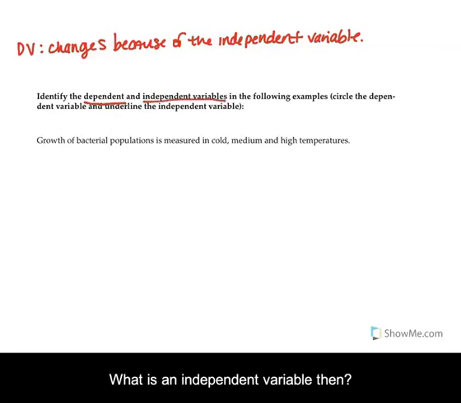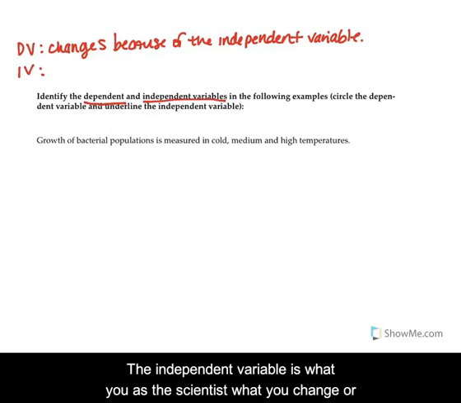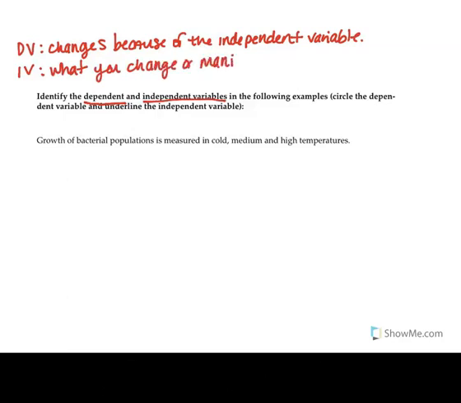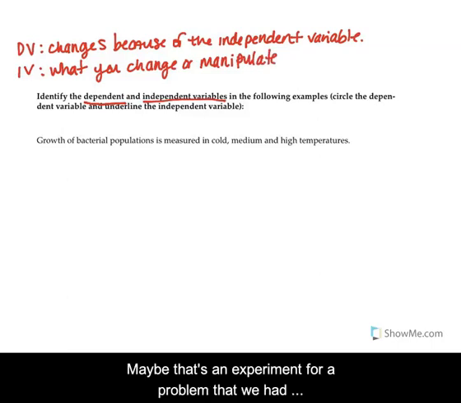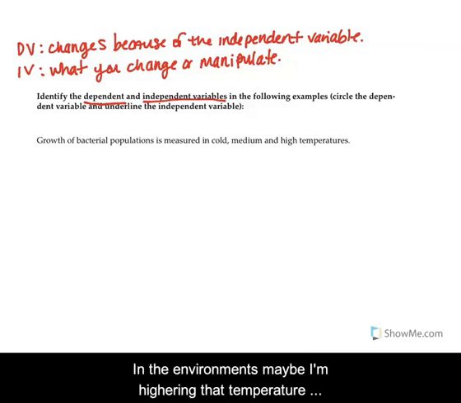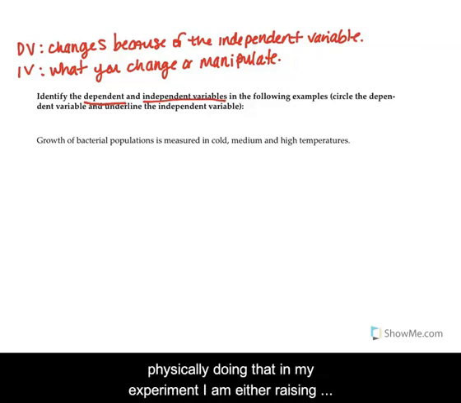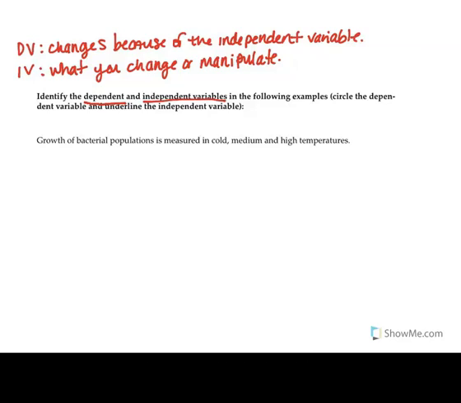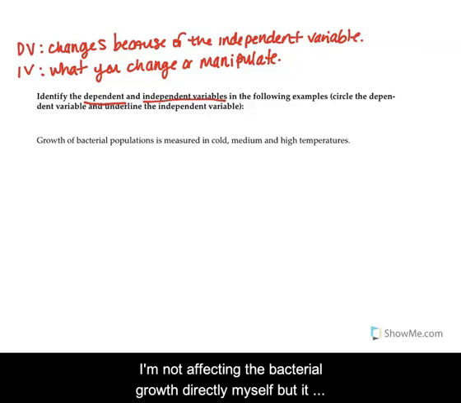So what is an independent variable then? IV for short. The independent variable is what you, as the scientist, change or manipulate. Maybe that's an experiment we've had before where I am changing temperature in the environment. So maybe I'm raising that temperature, maybe I'm lowering that temperature, but I am physically doing that in my experiment. I am either raising or lowering the temperature. Temperature would be my independent variable then. And whatever I'm assessing, maybe it's bacterial growth. I'm not affecting the bacterial growth directly myself, but it possibly might change because of the independent variable.